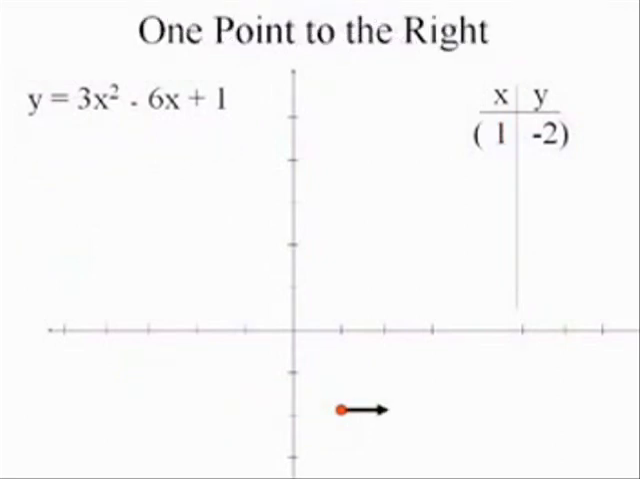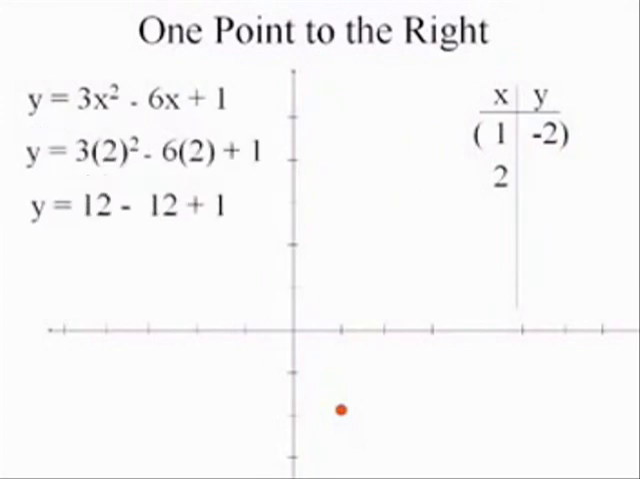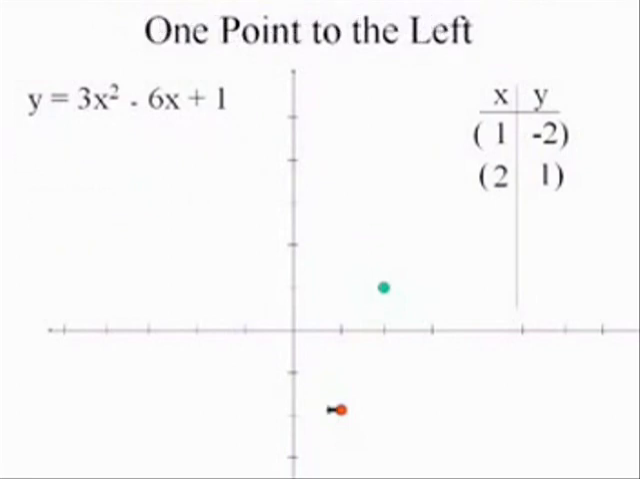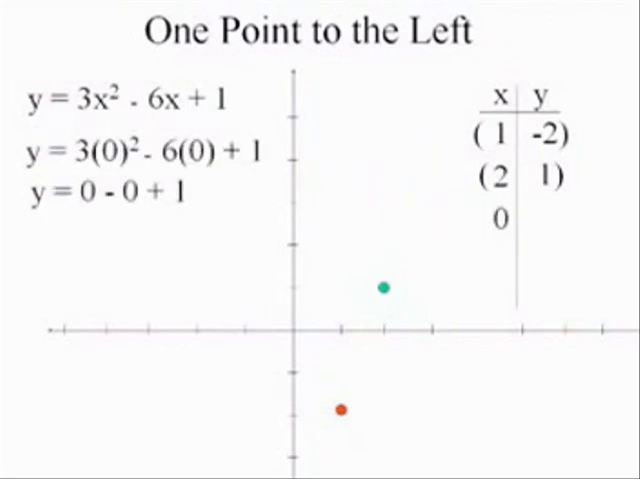Now, I'm going to put 1 point to the right of that number, which in this case will be 2. Putting in a 2, I'll get a 1, the point 2, 1. Now I'm going to put 1 point to the left. That's 0. I love 0. Putting in 0, I get a 1. The point 0, 1.